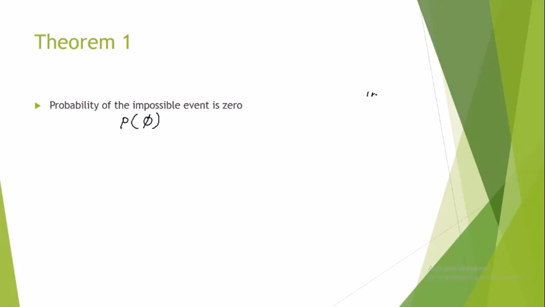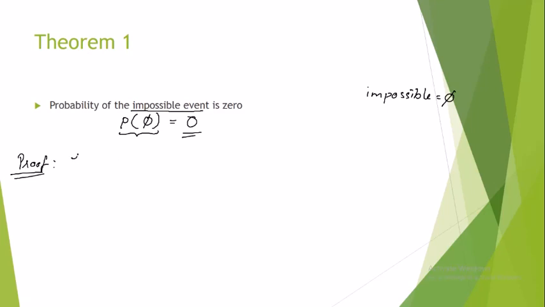See, an impossible event, I'm representing it as phi. So the probability of an impossible event is 0. So we will have to prove that the probability of the impossible event is equal to 0. For that, let's see how we'll prove it.